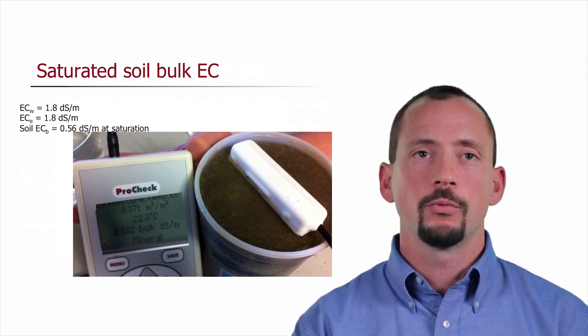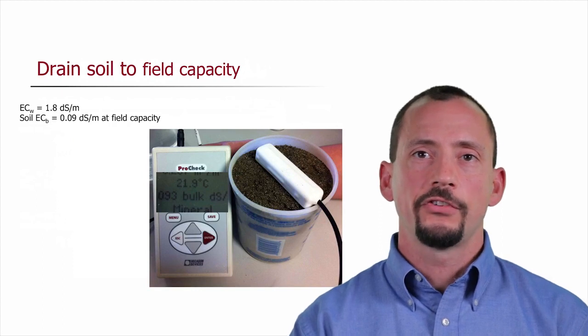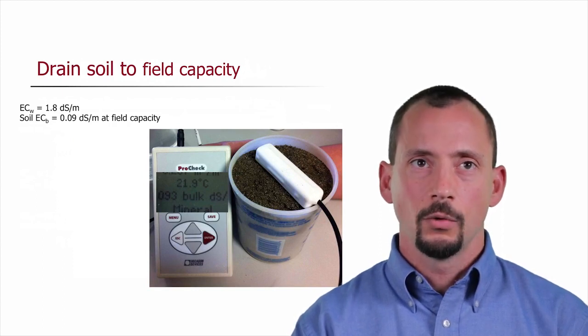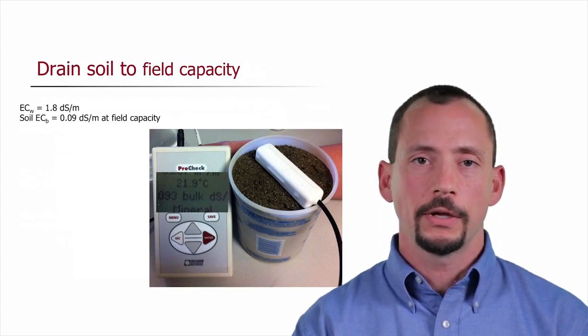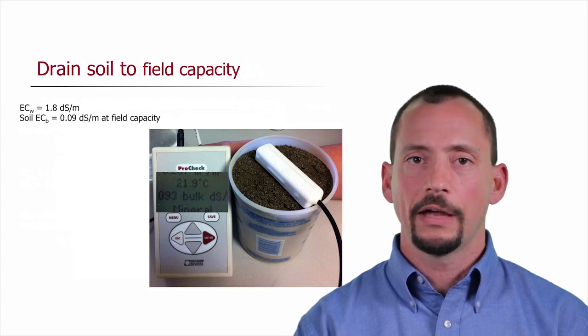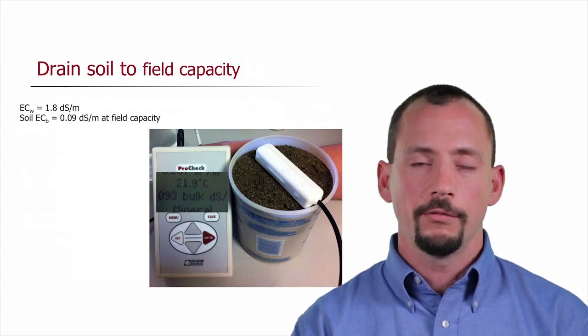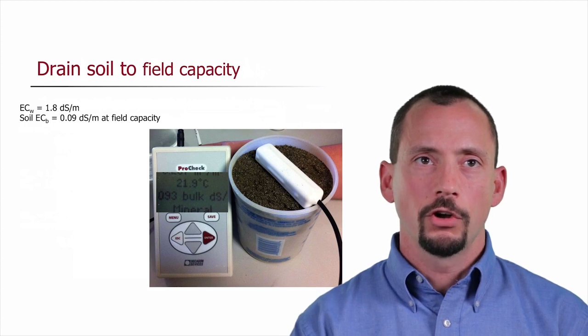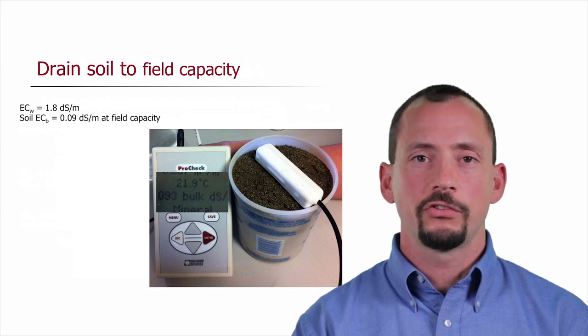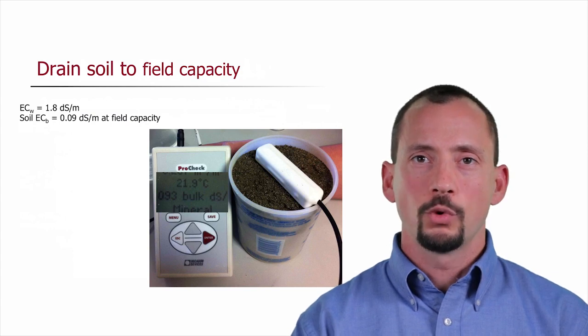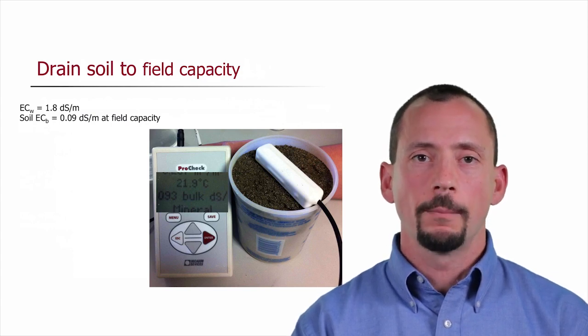What happens if we allow this sample to drain? Well, our water EC, because we haven't evaporated anything, we have the same concentration of salt in that water, so our soil water EC is still 1.8 decisiemens per meter, but now we're down toward field capacity. What's our bulk EC?